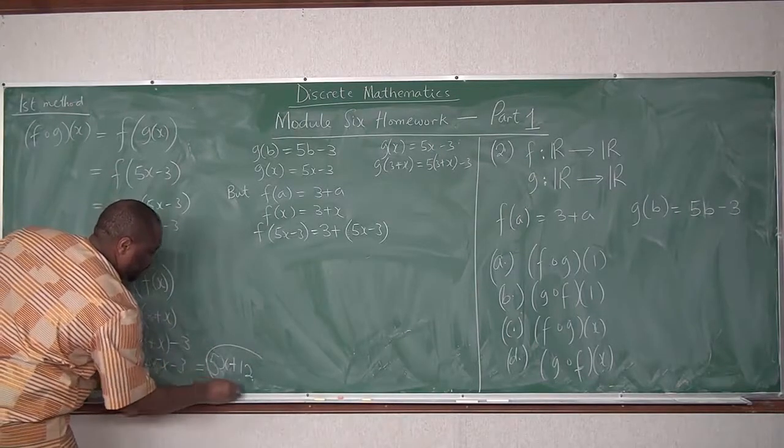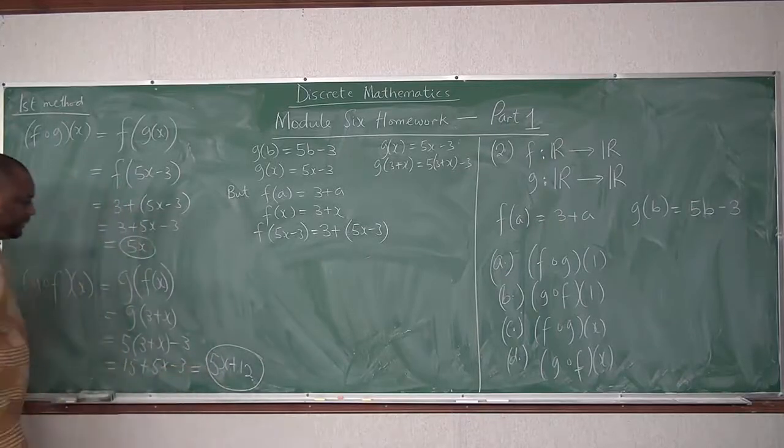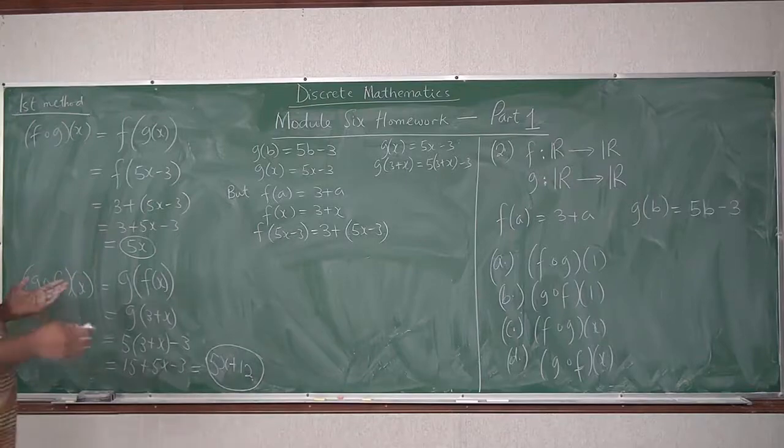5x plus 12. That gives us 5x plus 12, because 15 minus 3 is 12. Alright, now I can find A and B, fog of 1 and gof of 1, easily. I can now do that.